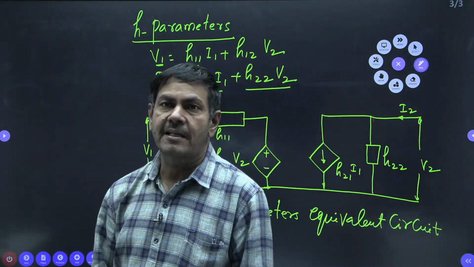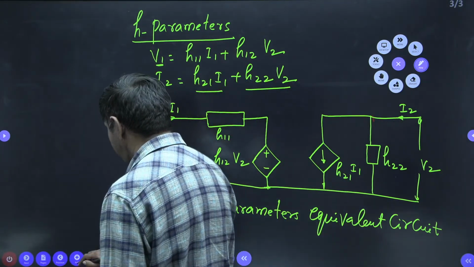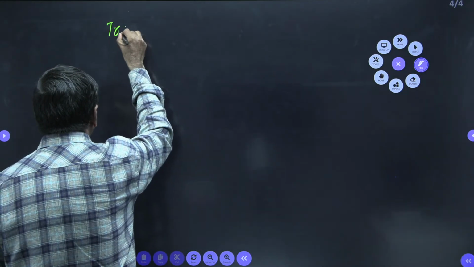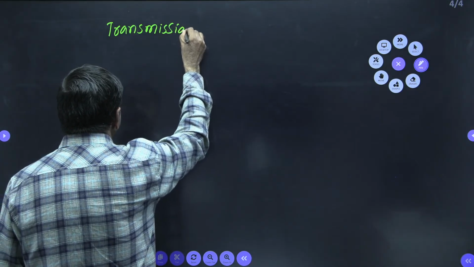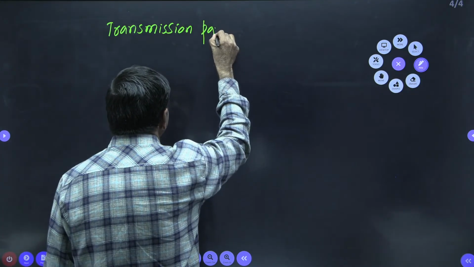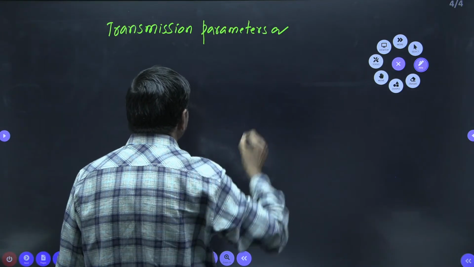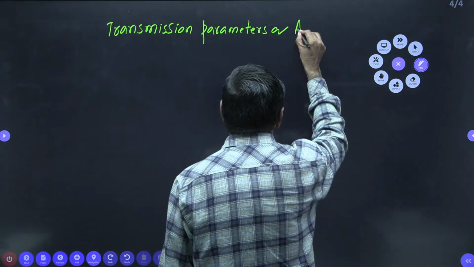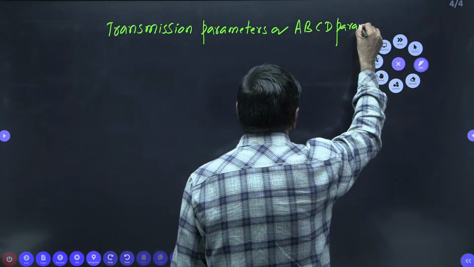T parameters or ABCD parameters are required. Next one, transmission parameters I will use. The next one is transmission parameters. Transmission parameters are also called T parameters. One more name for transmission parameters is ABCD parameters, any name you can put.